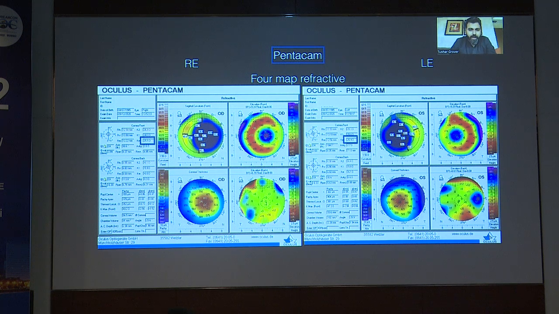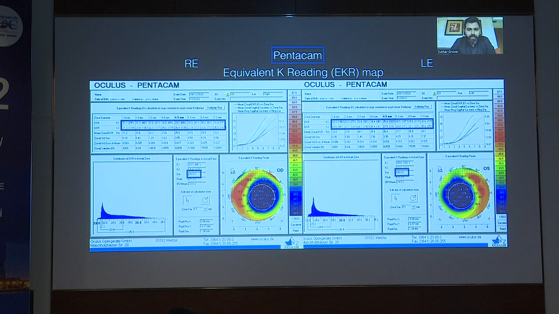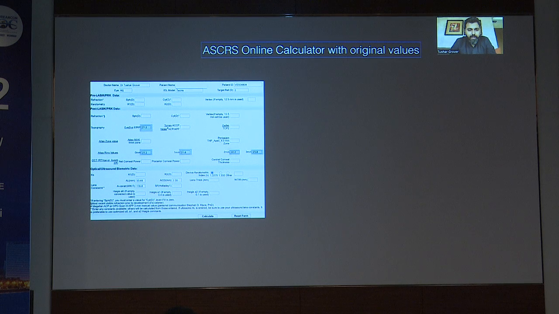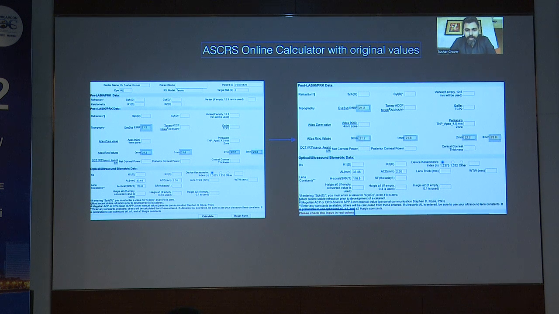So you have keratometry mean values of about 25, 26 diopters. And when you look at the EKR map, you can see that in some of the zones, the cornea is as flat as 21, 22, 23 diopters. So I went ahead and tried to calculate the IOL power using the ACRS calculator in this case, but the calculator refuses to calculate and tells us to check our values instead.